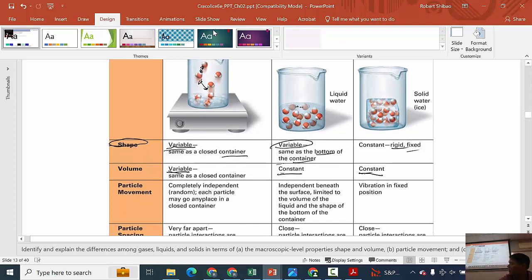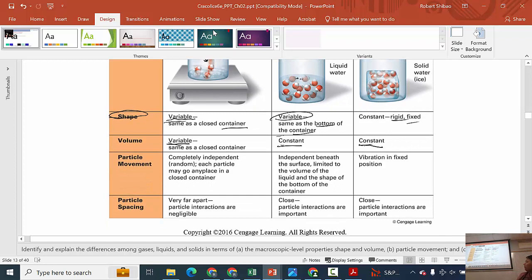Now, looking at it in terms of particles, gases have completely independent, randomly moving particles. So the particles can go whichever way they want, left, right, up, down, it doesn't matter. Whereas liquids have independent particles, but they're stuck to one another, so they can do what we call translational motion. And so in kinetic molecular theory, we have three types of motion. The first type of motion is called translational motion.